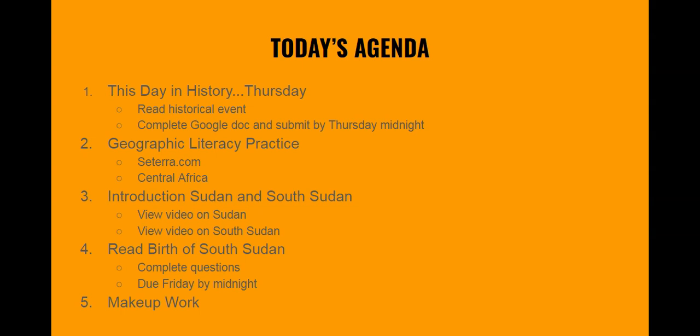I want to go over what we're going to do today. Today is This Day in History. You are going to read the historical event that is attached to the classwork in Google Classroom under the heading April 23rd, 2020. You're going to complete the Google Doc and submit it by Thursday midnight, which is tonight.